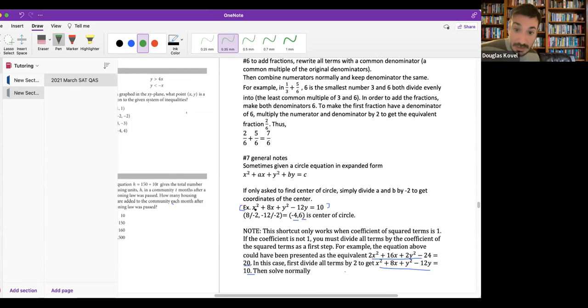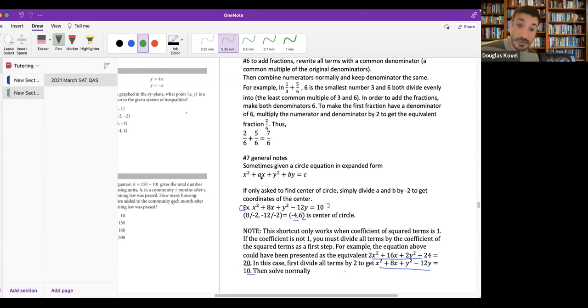So for example, looking at this model problem I made up here, x squared plus 8x plus y squared minus 12y equals 10. To find the x coordinate of the center, I would just divide 8 by -2, which would give me -4. And then I would divide -12 by -2, which would give me +6, to give me an overall center of -4, 6.